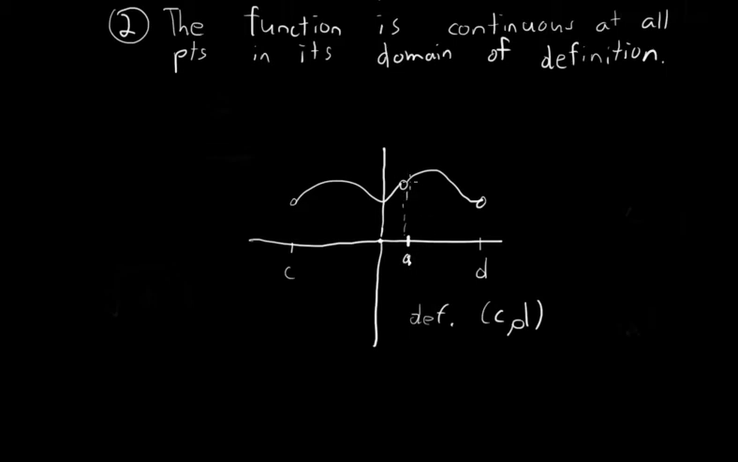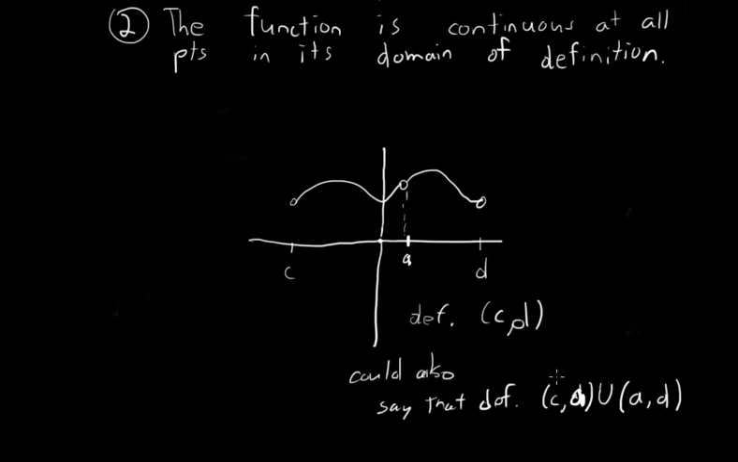But because this function is actually not defined at A, we could also say that it's defined over these two subintervals. So the open interval c to a, excuse me, the open interval c to a, and this U means the union of two intervals, as well as the open interval a to d.